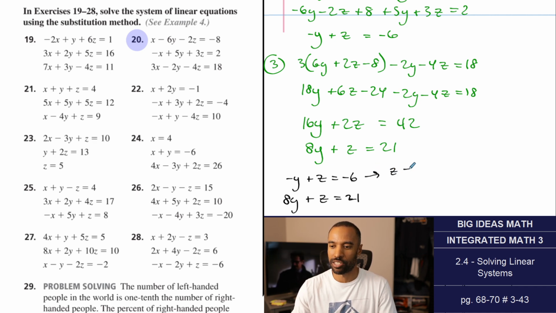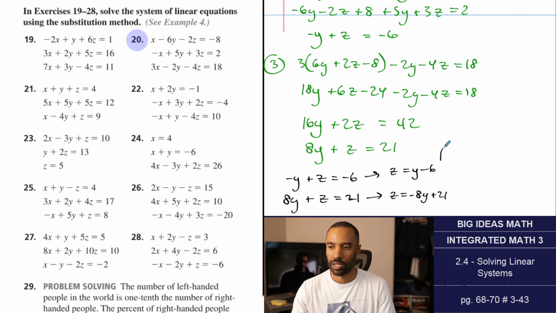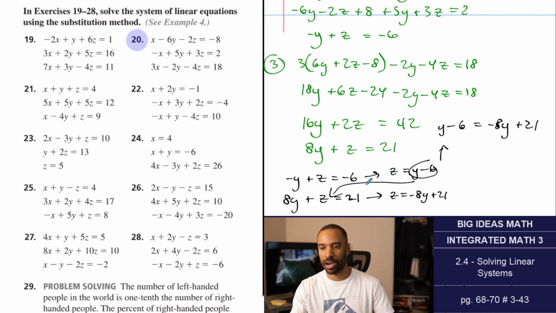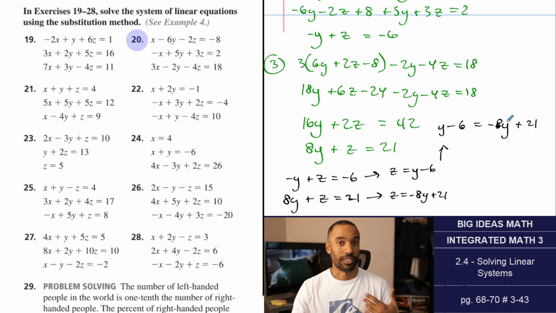I get z by itself here, and I get z by itself here. And then I just set these 2 equal to each other, right? I set y minus 6 equal to, this is kind of scattered, negative 8y plus 21. Now I just solve for y like that. So there are a lot of ways, right? I could have gotten z by itself, substituted right there, and then I'd be good. All that's fine. I'm just giving you any version of what you can do through substitution as, you know, like I said, this is my video.